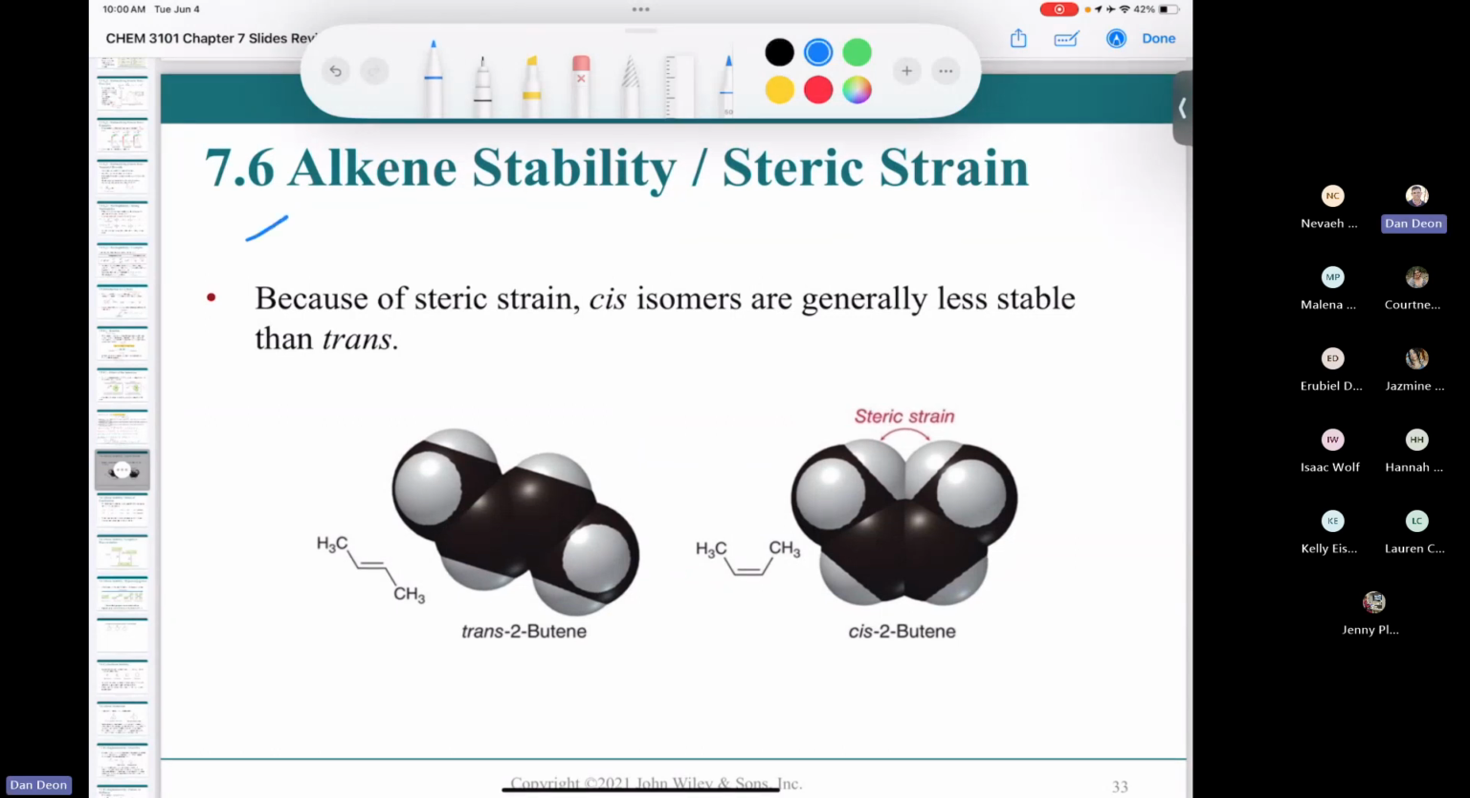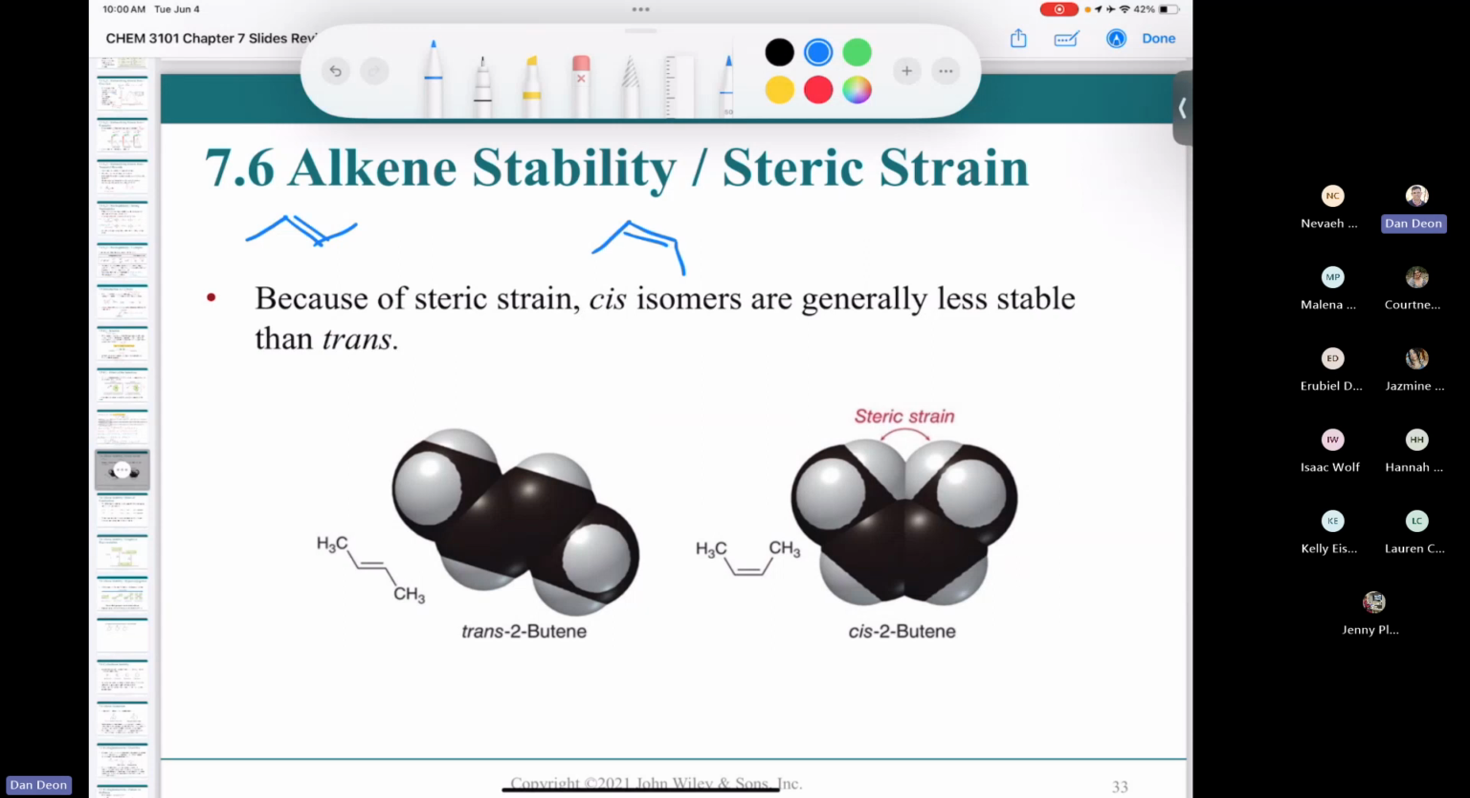But you guys know the difference between trans and cis. You can see it at the bottom of the slide here. We have a trans 2-butene, and then we have cis 2-butene. When it comes to alkenes, because we're going to do some elimination reactions here and make a bunch of alkenes, you need to know a few things about alkenes. Generally speaking, cis isomers are going to be less stable than trans, okay, generally speaking.